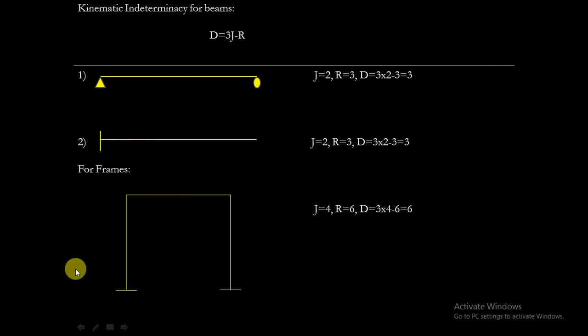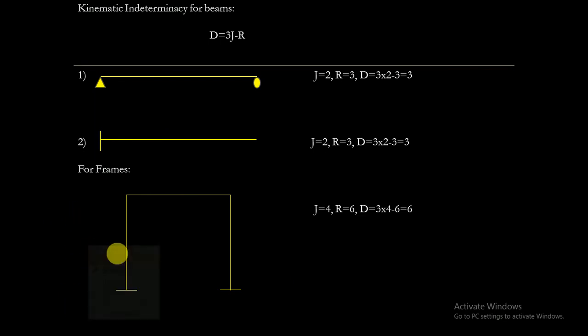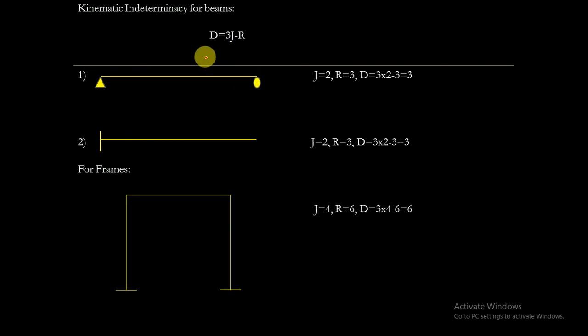Let's check the kinematic indeterminacy of the beams. It can be given by D equals 3j minus r. At each joint of a beam, it can move in the vertical direction, it can move in the horizontal direction, and the additional one is that it can also rotate. In beams or frames, there will be 3 degrees of freedom at each joint.